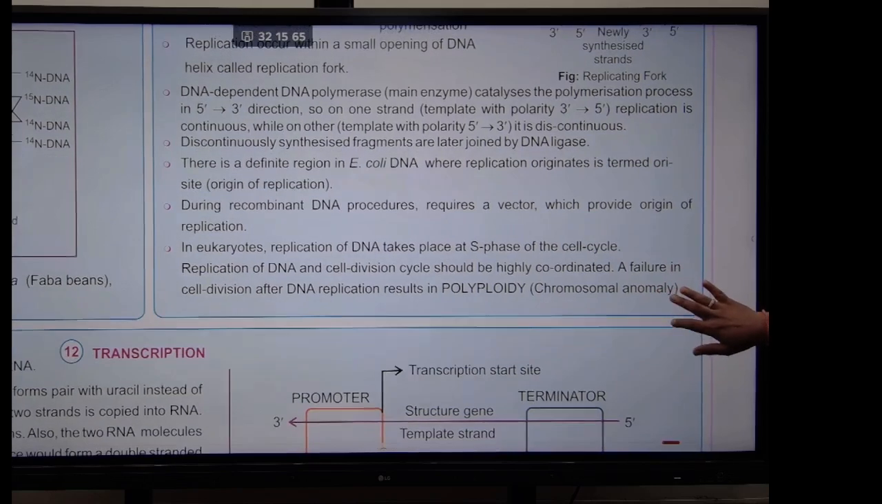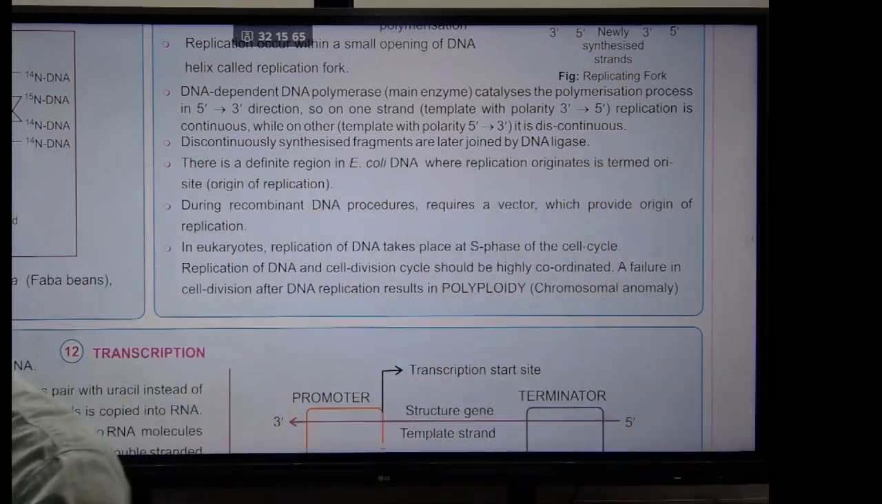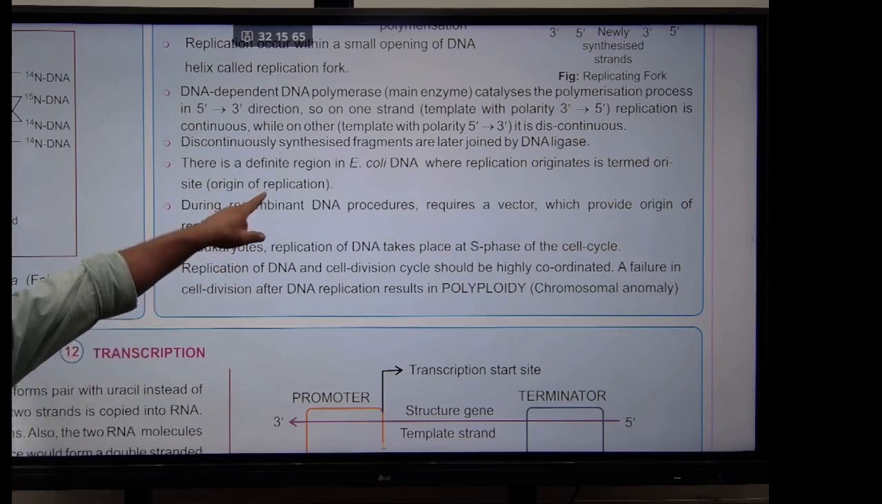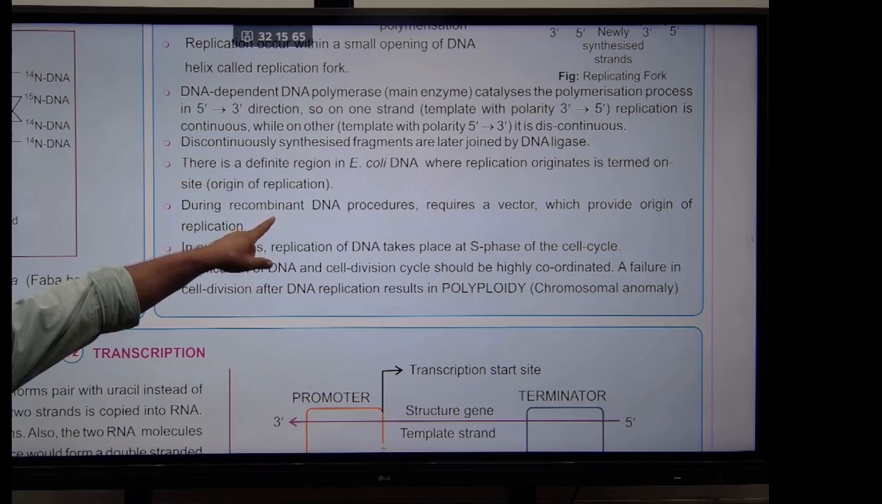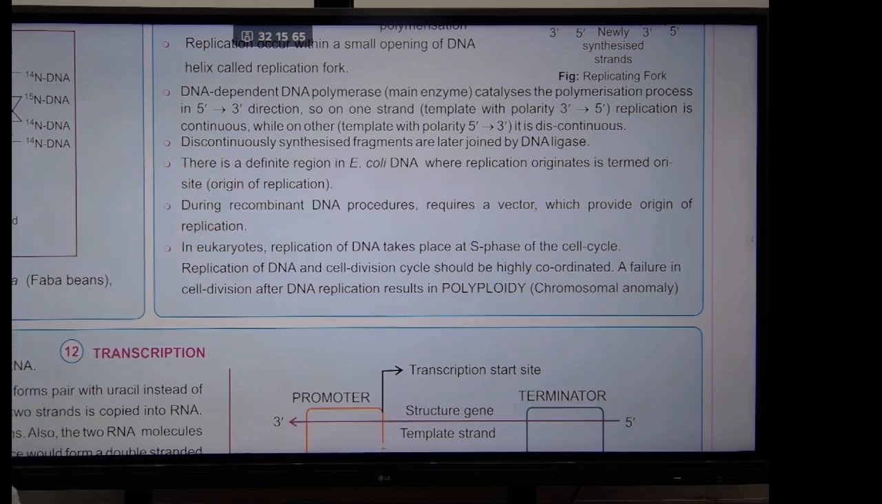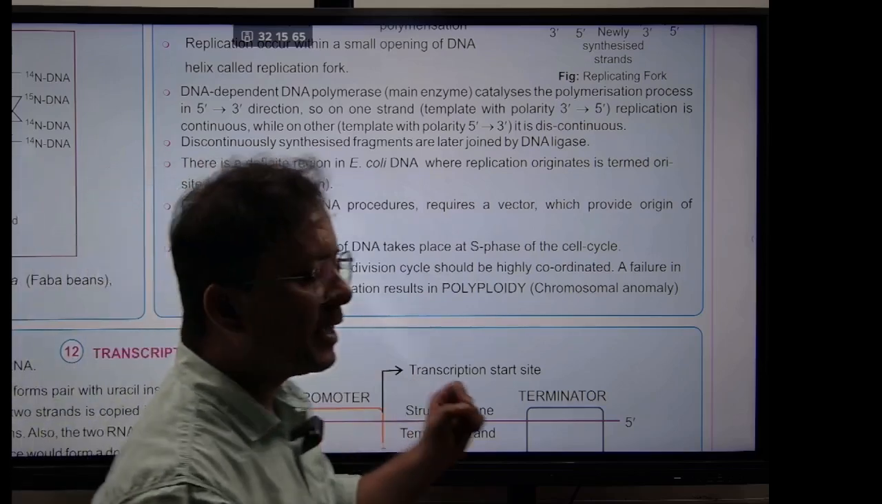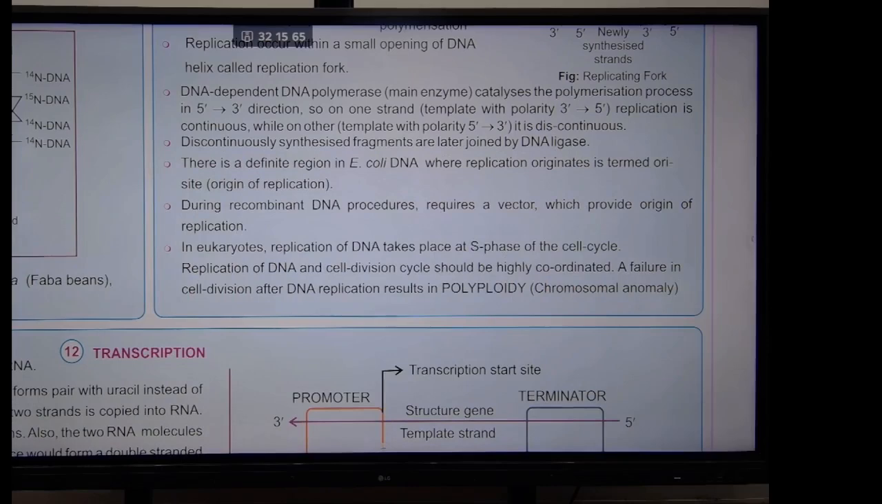Now every replication starts from a point, whether it is a bacterial cell or a eukaryotic cell. The point where the replication starts is called the origin of replication. In prokaryotes, there is usually one origin of replication. In eukaryotes, where the length of DNA is very long, they have multiple origins of replication. In eukaryotes, replication of DNA takes place in the S phase.